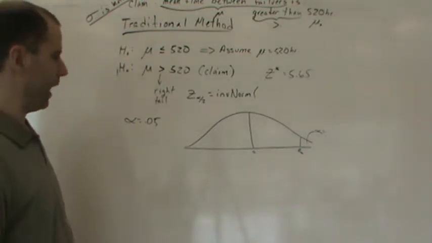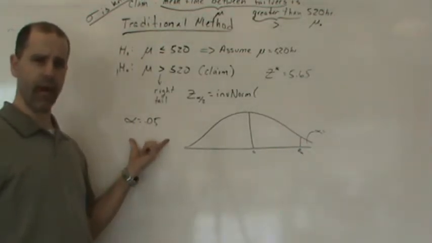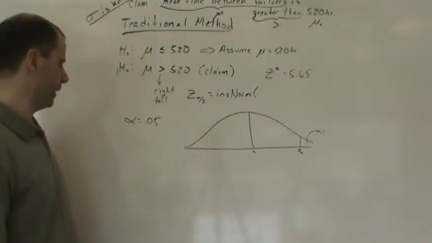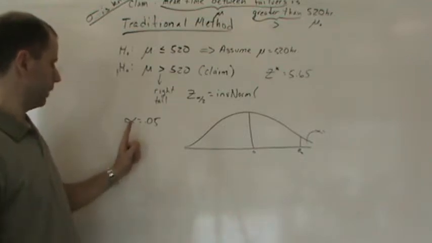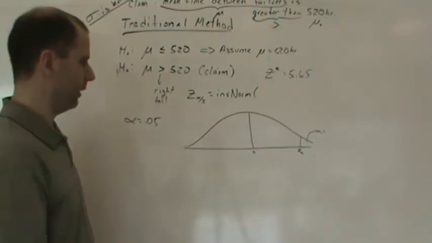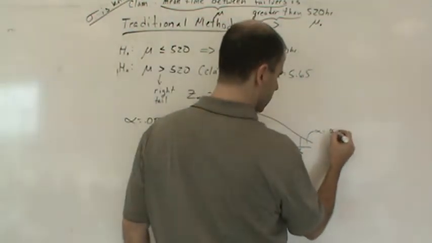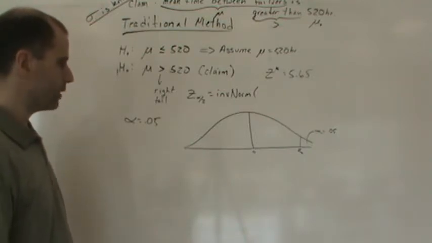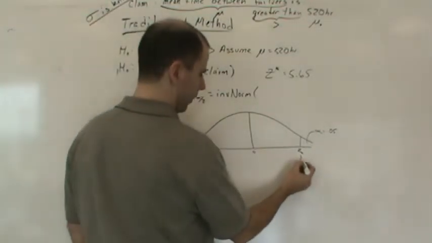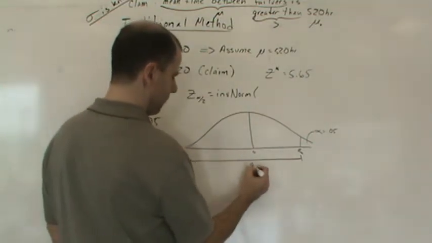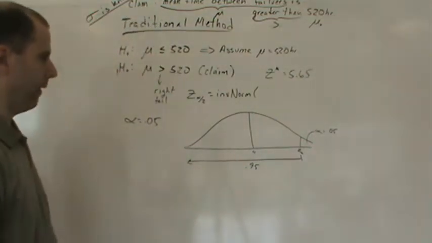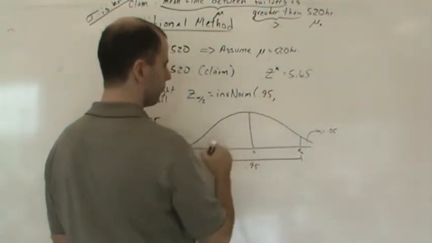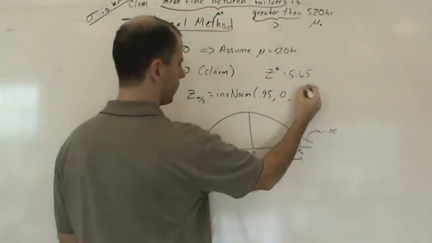If alpha is 0.05, and by the way, 0.05 is the most common significance level that you'll find. It doesn't have to be 0.05, but it is very common to use 0.05. So here, alpha is 0.05, so we know the area to the right is 0.05. Then what's the area to the left? The area to the left is 0.95, the complement rule. Now we need to put the area to the left here. So we're going to put in 0.95, followed by 0, 1.